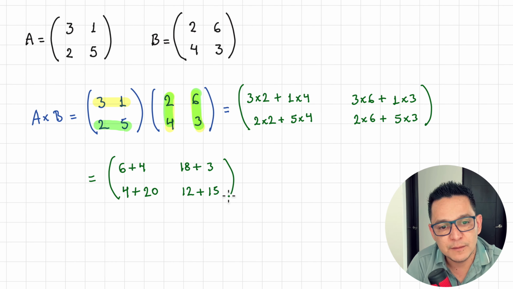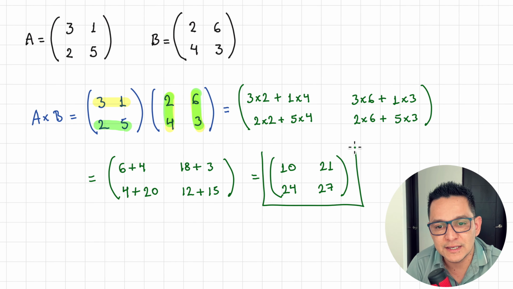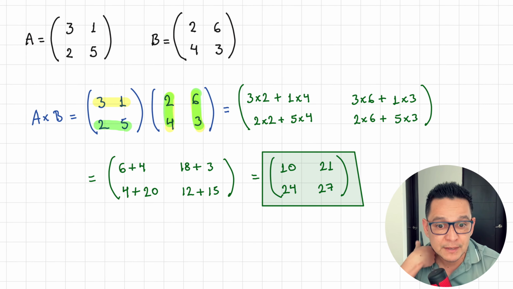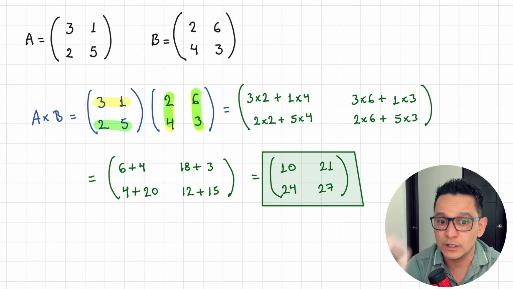All right, finally. Now we do the additions. I have 6 plus 4, which is 10, then 18 plus 3, which is 21. Then 4 more, which makes 24, and finally 12 plus 15, which is 27. Right? And you're going to write 3, 7, 27, okay? This matrix I have here is already the result of multiplying matrix A by matrix B. So I end up with 10, 21, 24, and 27. This is what I should get now when I do it with the scientific calculator.